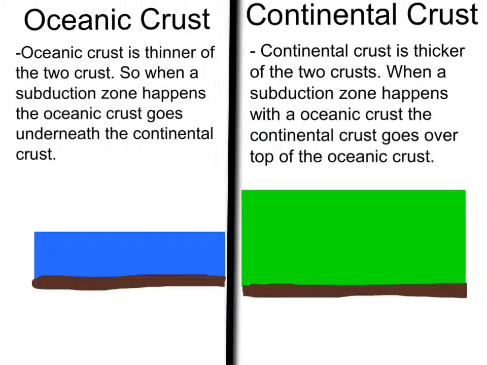There are two types of crust: oceanic crust and continental crust. Oceanic crust is the thinner of the two crusts. So when a subduction zone happens, the oceanic crust goes underneath the continental crust. Continental crust is the thicker of the two crusts. When a subduction zone happens with the oceanic crust, the continental crust goes over top of the oceanic crust.